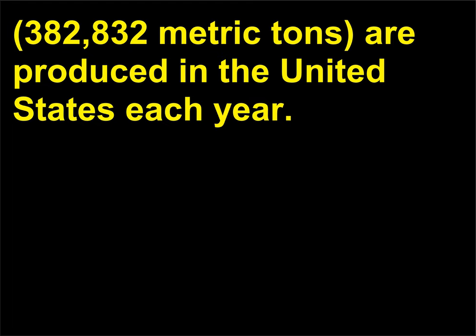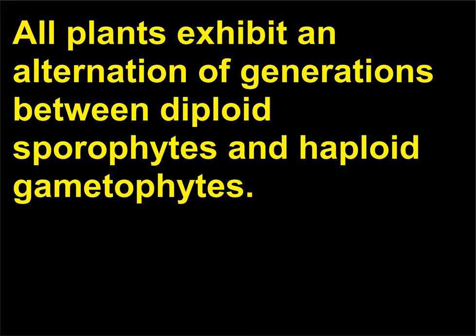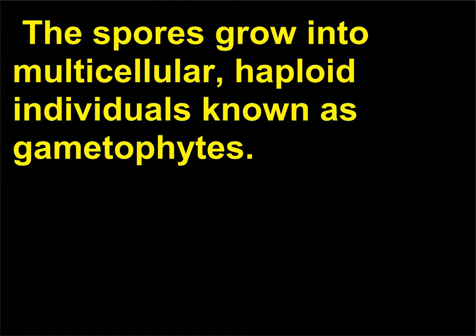What is the alternation of generations in plants? All plants exhibit an alternation of generations between diploid sporophytes and haploid gametophytes. Sporophytes produce haploid spores as a result of meiosis. The spores grow into multicellular, haploid individuals known as gametophytes.